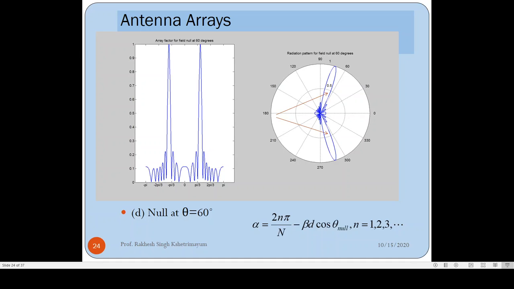Let's say I have another user with whom I don't want to share any information, so I will not be sending along the theta 2 direction. Theta 1 is where you have the intended user, theta 2 is the angle at which you have an unintended user. You don't want to share any information with user 2 at theta 2, and you have user 1, the intended user, to whom you want to send the information. So you have to design your antenna array such that it directs the maximum radiation along the theta 1 direction and a null along the theta 2 direction.